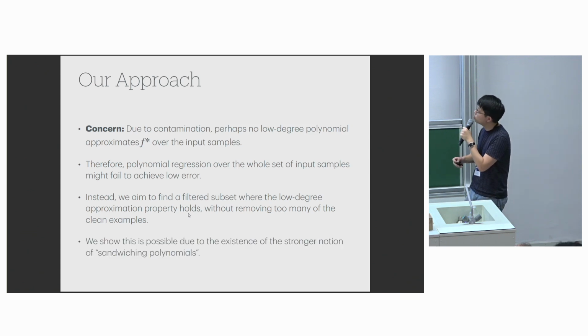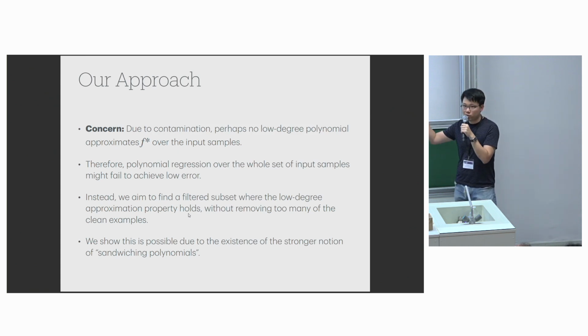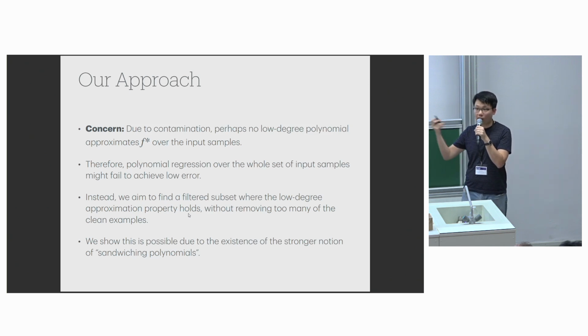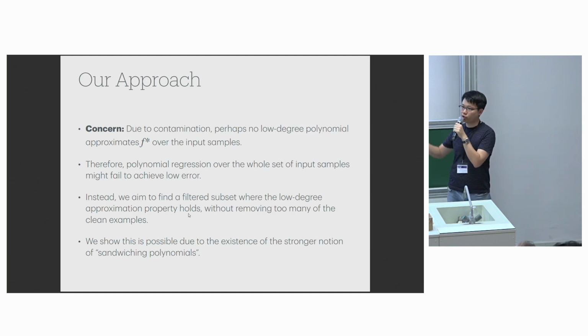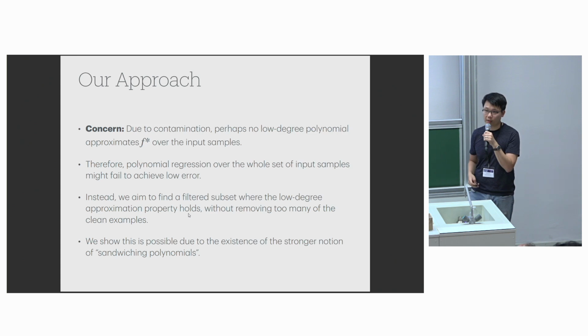Okay. And why is this possible? It's because these low-depth circuits have the property that they admit sandwiching polynomials over the Boolean hypercube. In particular, this is a stronger notion than simpler things such as L1 or L2 approximation by polynomials.